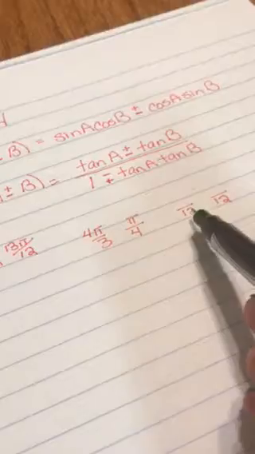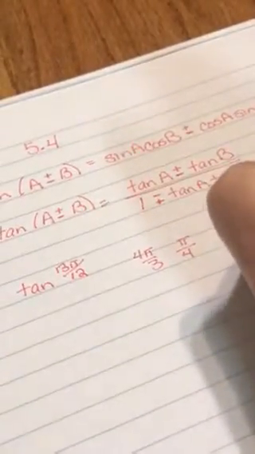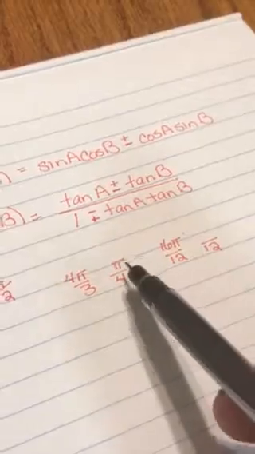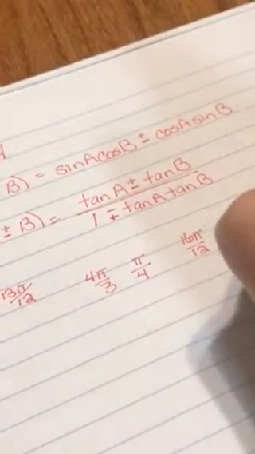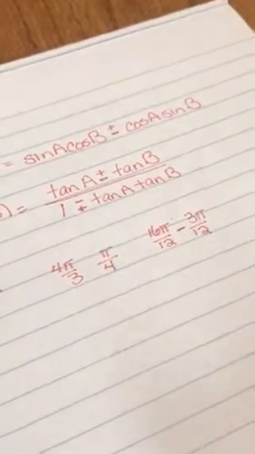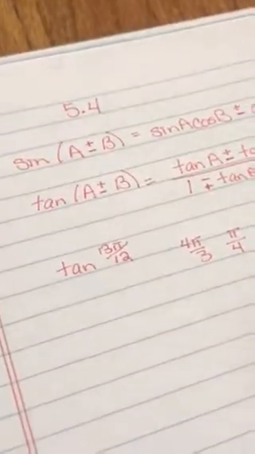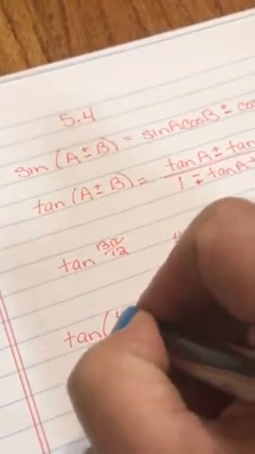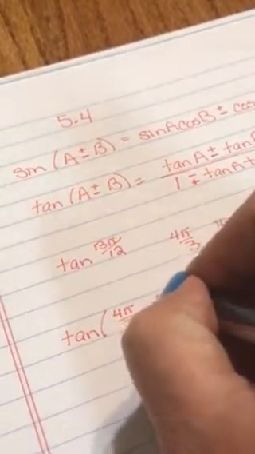To get a denominator of 12, I multiply 3 by 4, so 4 pi would become 16 pi. To get a denominator of 12, I multiply 4 by 3, 3 times pi is 3 pi. And to get 13 pi, I would need to subtract those. So to find the tangent of 13 pi over 12, I need to find the tangent of 4 pi over 3 minus pi over 4.